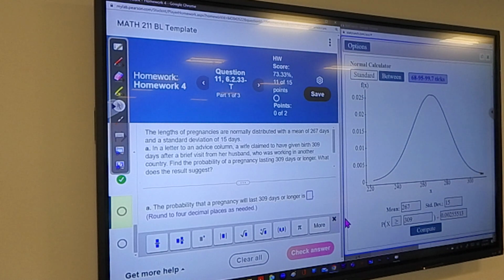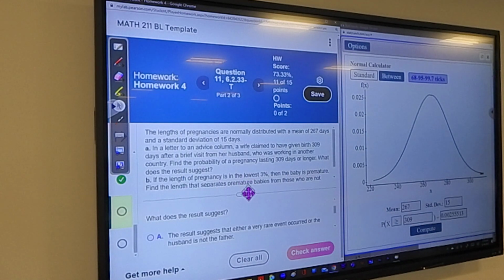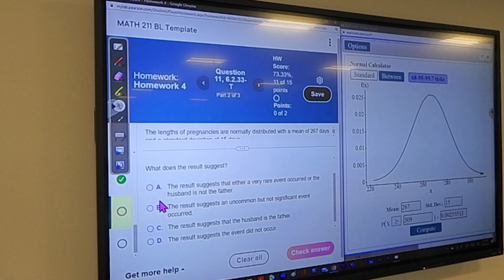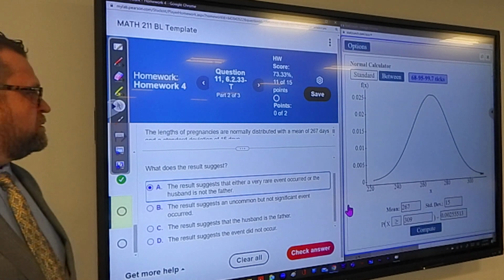So the probability, they don't want the percentage here, they want the probability. So just the number, 0.0026. And then there's our answer. It could happen. It could still happen. A rare event occurred. It could happen, or it's not his baby.